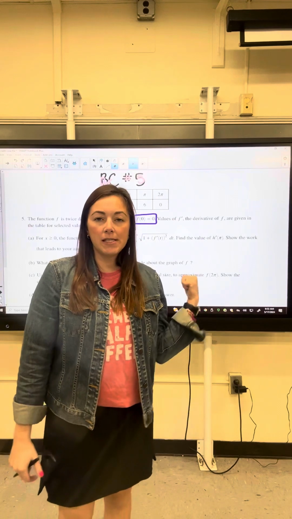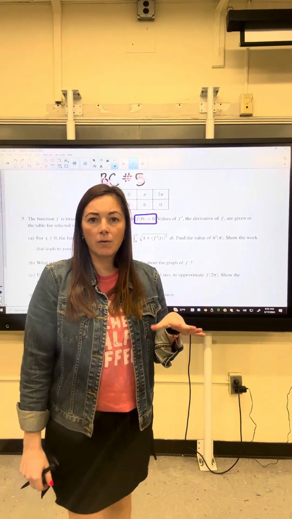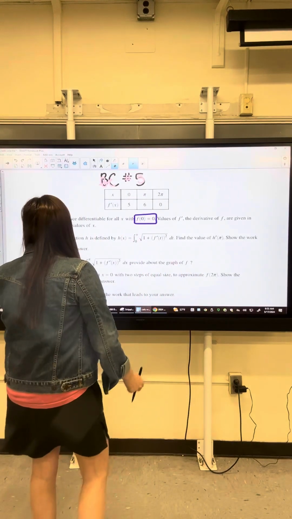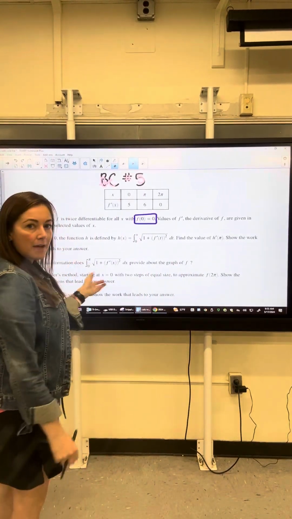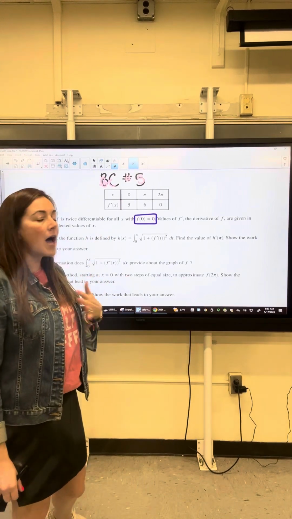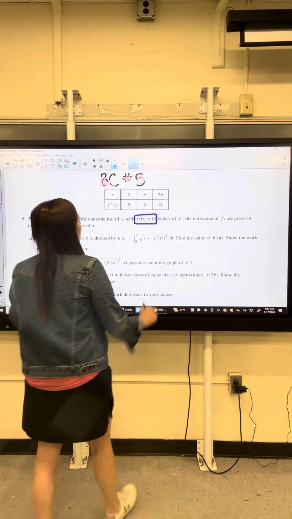We're going to do the BC number 5 question, which I think is a great question. I know I say that about everything, but it's a really good question. So let's see what we got here. They give us a table, info about f prime, and they then give us h again. So a lot of fundamental theorem on this test, a lot.